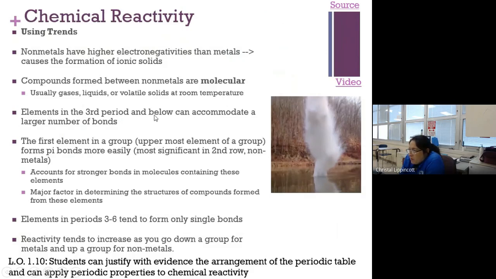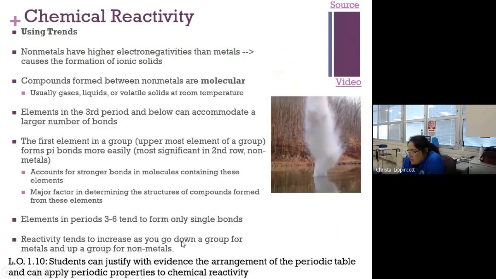Elements in the third period and below can accommodate a larger number of bonds because remember they can have expanded octets. The first element in a group, the uppermost element of a group, is going to form those pi bonds more easily, and the second row is going to form, a row would be with the nonmetals. It's going to account for those stronger bonds in the molecules. A major factor in determining the structure of compounds formed in these elements is how these elements are going to bond, and then the elements in 3 through 6 tend to form only single bonds.